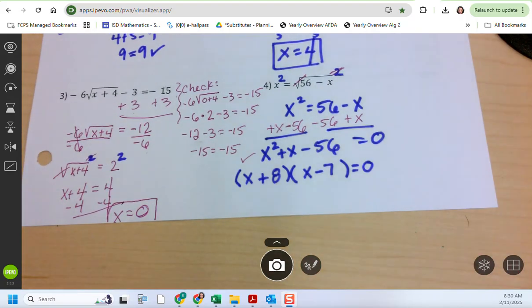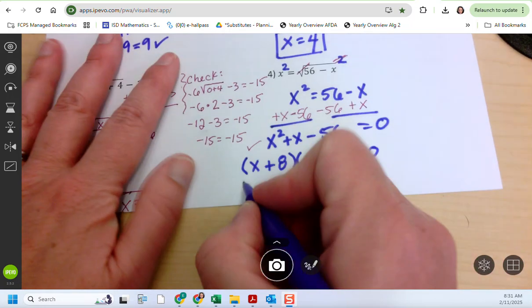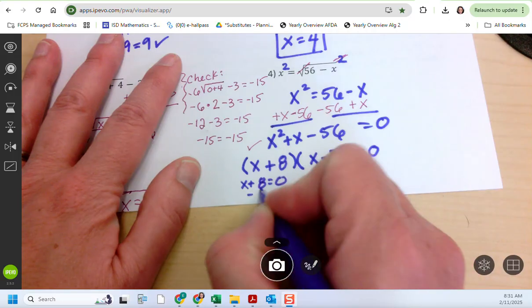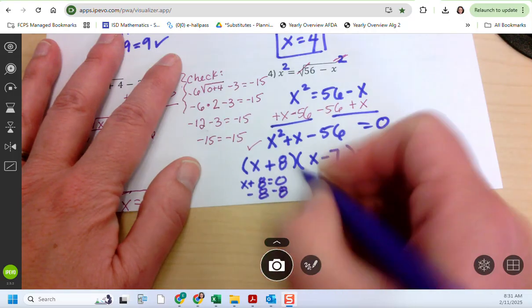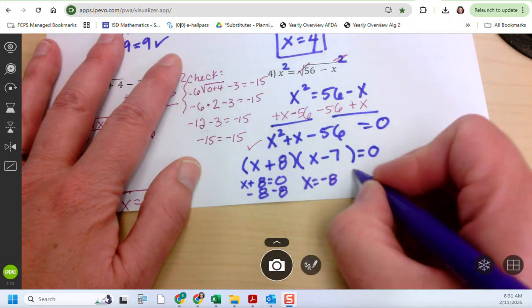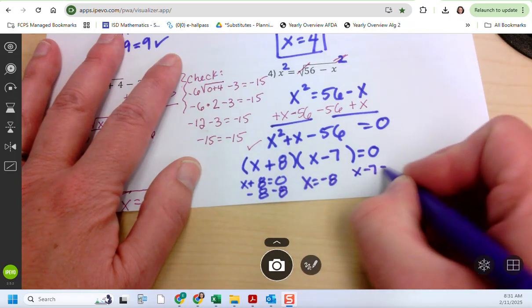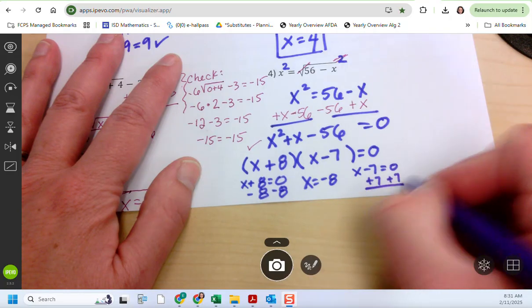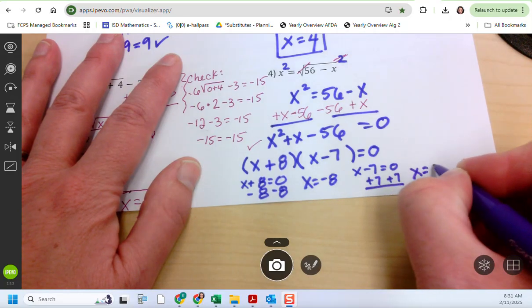And then when you set them equal to 0, you get their opposites, right? So we get x plus 8 equals 0. And you subtract 8 from both sides. And you get x equals negative 8. And then x minus 7 equals 0. And add 7 to both sides. And we get x equals 7.